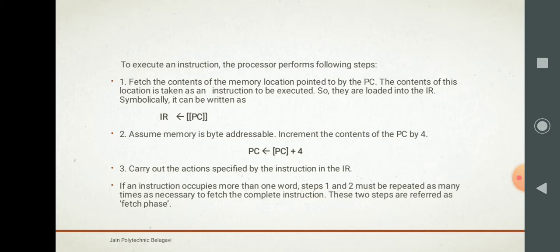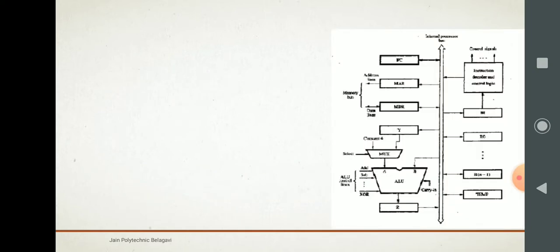So step 1, fetching the contents as well as incrementing the program counter, is called the fetch phase. Step 3 is called the execution phase, that is, executing the instruction that is present in the instruction register.